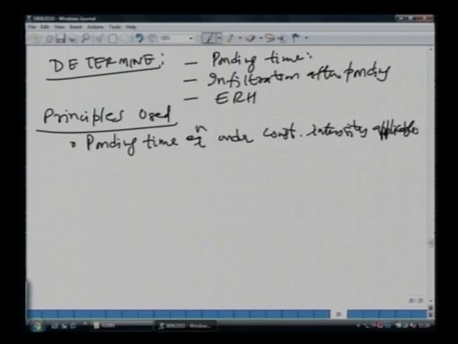Okay. So, that is number 1, and the next one is that the cumulative infiltration is equal to the cumulative rainfall. That is the assumption or principle we will use in the absence of ponding.